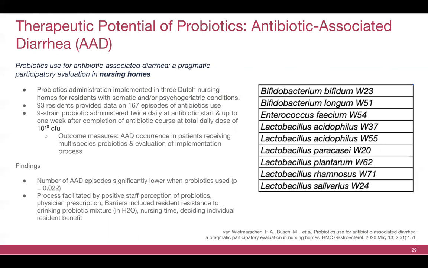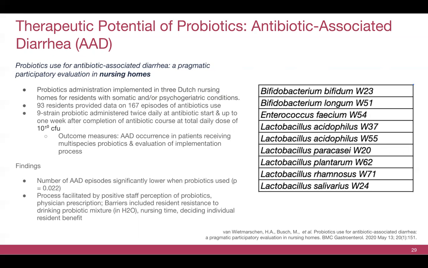healthcare delivery costs. So this pragmatic participatory study took place from September of 2017 through February of 2019 in 3 Dutch nursing homes. And it sought to evaluate 2 primary outcomes. One, whether changes in the occurrence of AAD by administering a multi-species probiotic to nursing home residents would be beneficial. And also to look at facilitators or barriers to implementing a process of probiotic supplementation in daily nursing home practice.